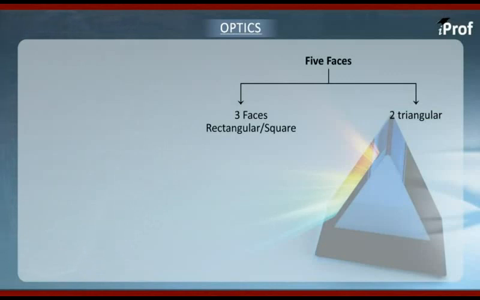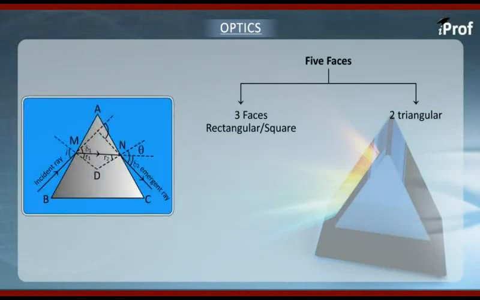Now we take the principal section of this triangular prism. Now in this case, the surface which the ray is going to hit is square or rectangular, as I mentioned, and the surface from where it is going to emerge is again square or rectangular. Definitely for a triangular prism, the principal section will be a triangle.